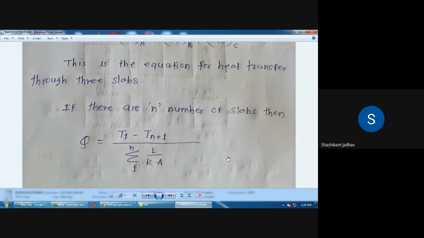Okay, so this is the equation for the n slabs. If suppose they are given 5 slabs, then accordingly you have to write down the equation for those particular slabs. Okay, so this is the heat conduction through the composite wall.